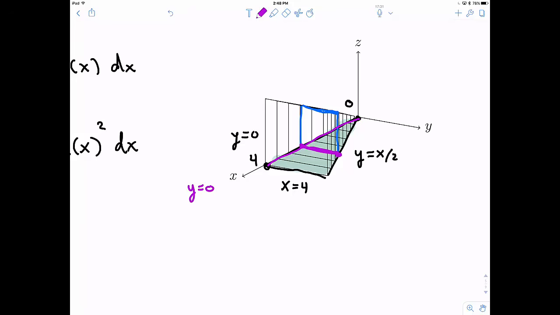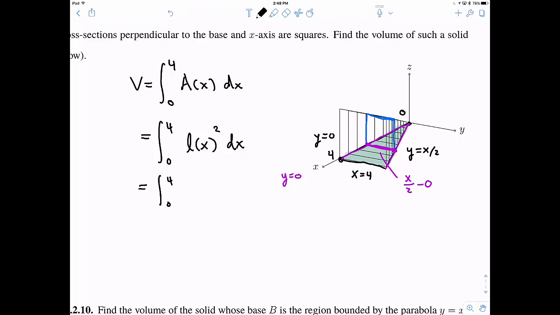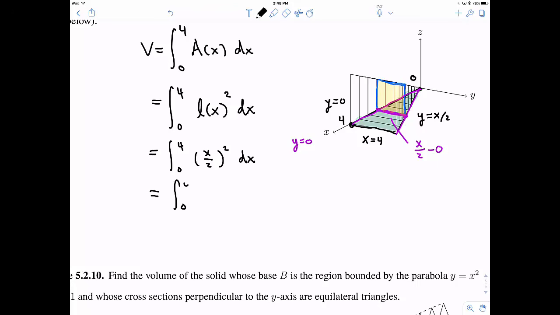And so that's the difference between these two lines right here. It's the vertical distance or the y distance. So that's going to be x over 2 minus (x equals 0, so 0). So I take that length and I square it. And now I'm set up. Again, this is the hard part. This is the new thing that we're doing here in Calc 2. Now integrating this is a nice, easy Calc 1 topic.